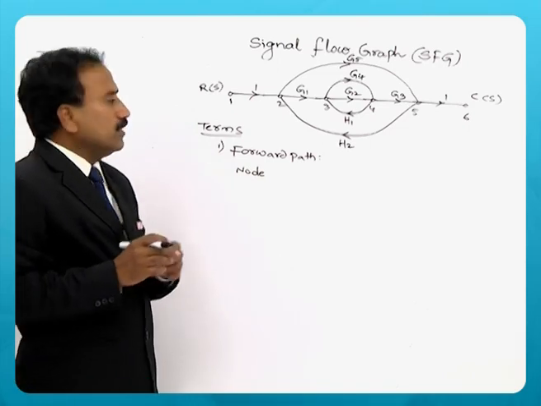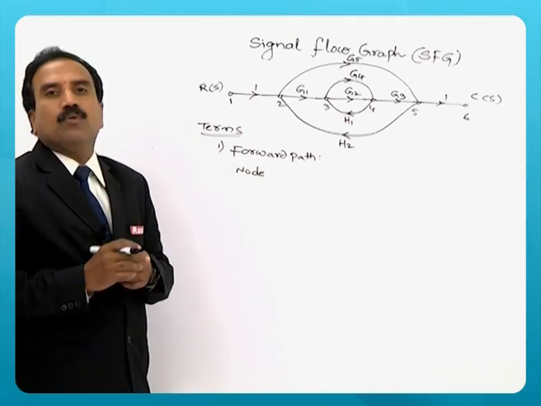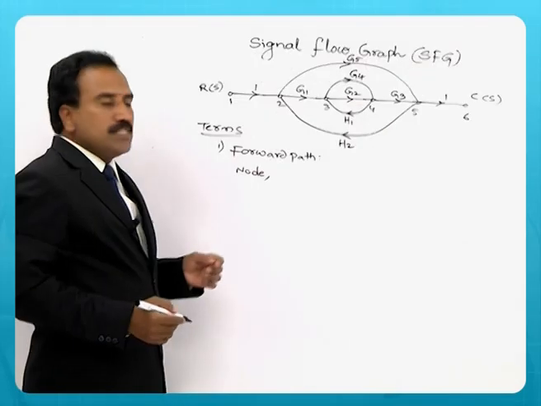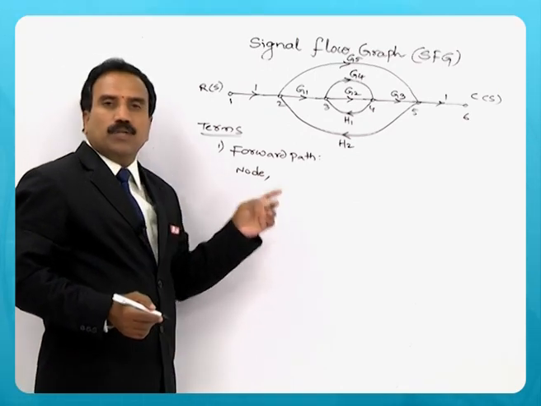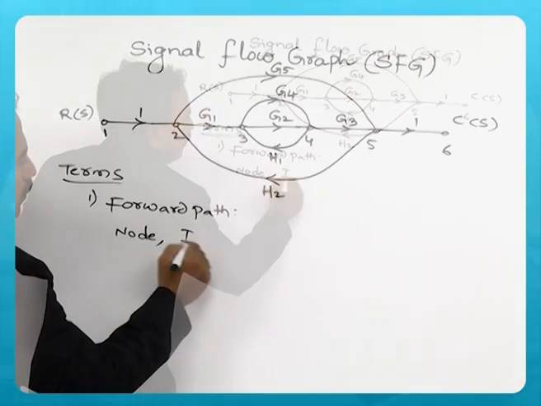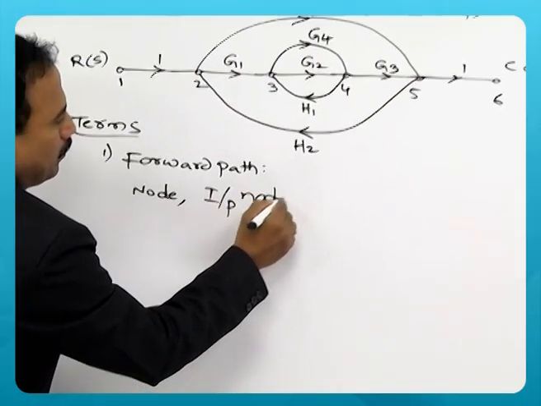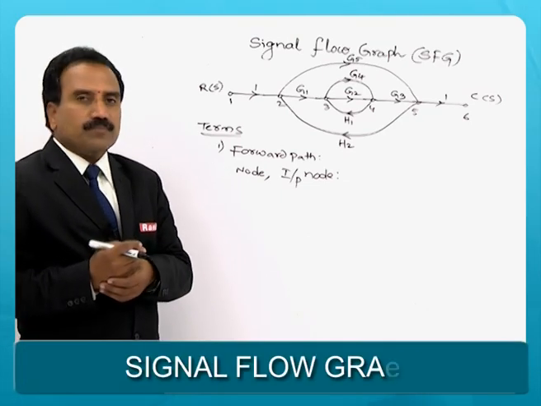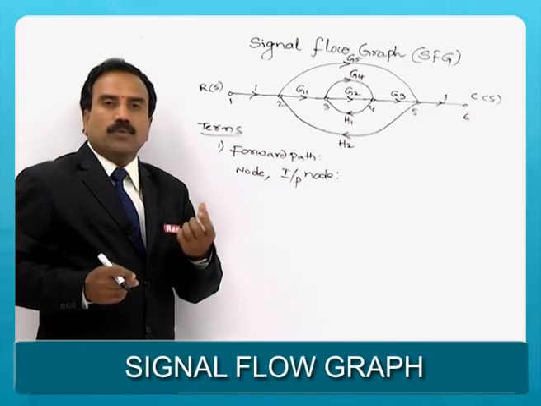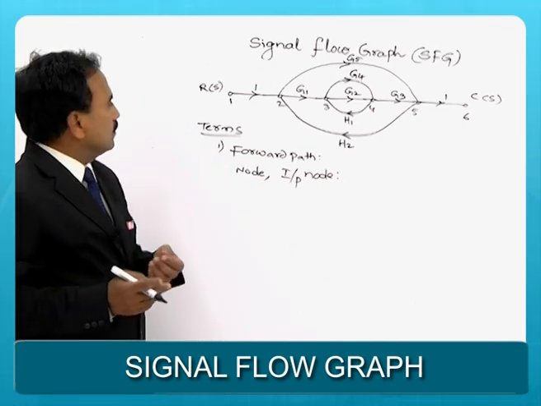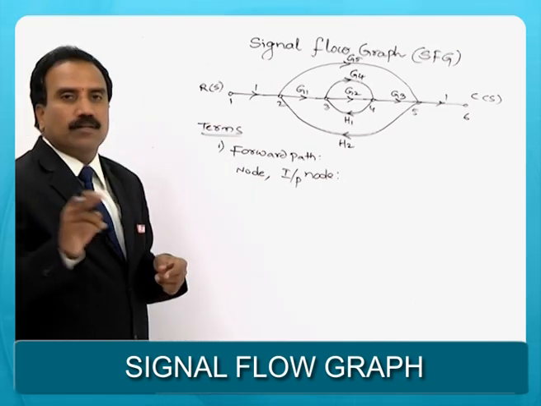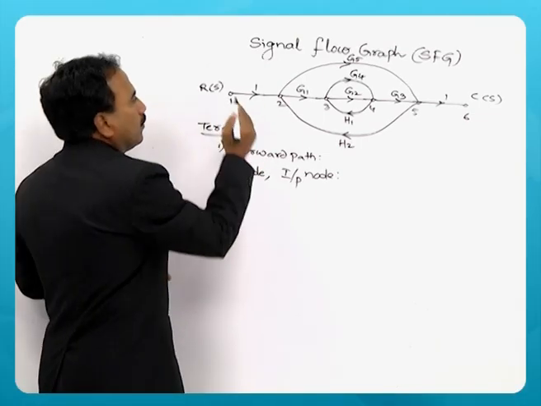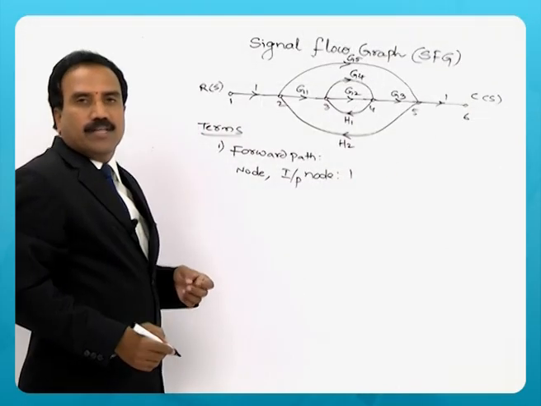So what is meant by forward path? Forward path is the path that is connecting input and output nodes. So here what is meant by input node? When I say node is a variable, it may be an input or output. Input node means the node which has only outgoing branches. So here the input node is only one, because there are only branches going out of that particular node. So input node is 1 here.